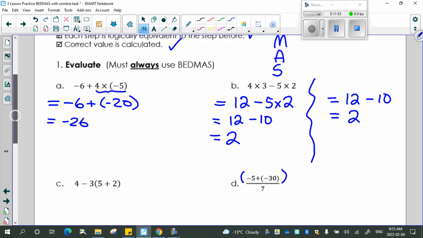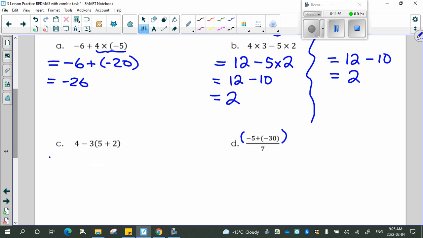Then the next one I saw was really good. Did anyone's group, were they tempted to do the 4 minus 3 first? Did anyone do that? No? So we're all following BEDMAS? Awesome. So we saw the brackets, and we did the brackets first, and 5 plus 2 is 7. And then we realized that a number right beside a bracket is multiply. So we got 4 minus 21, and that ends up being negative, because 4, and then you're taking away 21, -17.